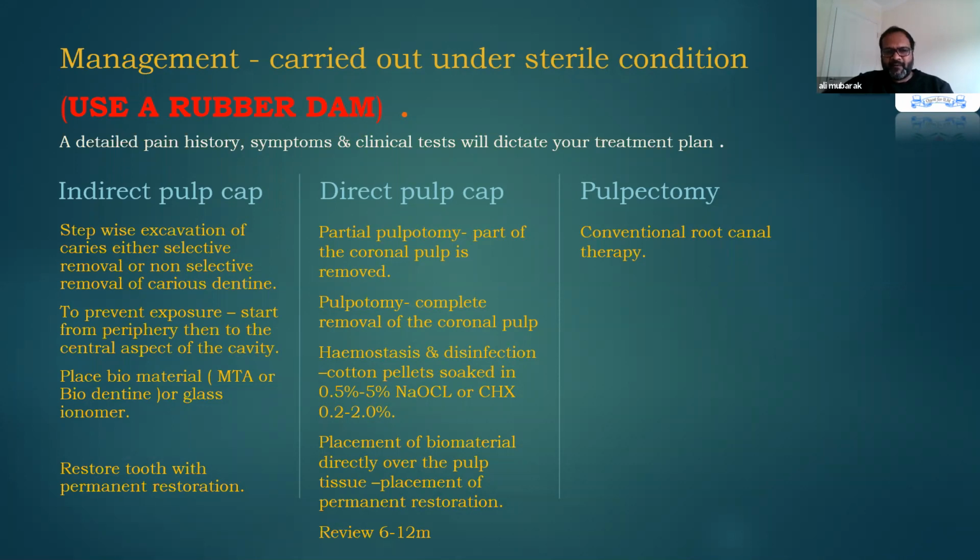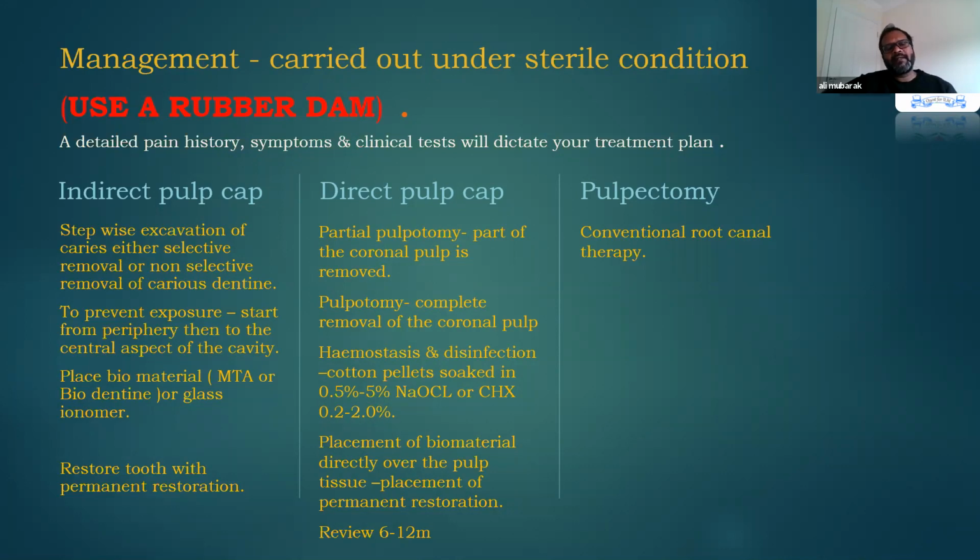Partial pulpotomy is removal of part of the coronal pulp. Pulpotomy is removal of the complete coronal pulp. Once you achieve this, you need to try and stop the bleeding, and lots of papers suggest using cotton pellets soaked in 0.5 to 5% sodium hypochlorite or chlorhexidine 0.2 to 2%, but I personally prefer sodium hypochlorite. Please do not use a needle to start poking into the pulp, because you're inevitably going to ruin the pulp tissue. Once you've achieved a sterile field and everything is clean, you could place a Biodentine or MTA.